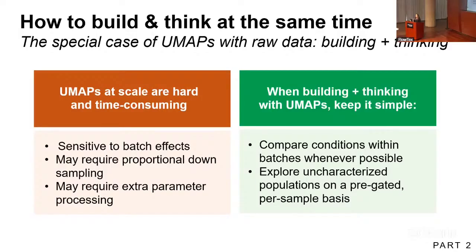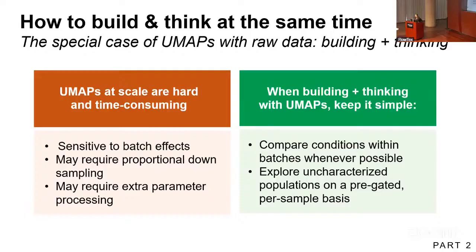My suggestion is if you are trying to do UMAPs during the thinking and building stage, keep it very simple. Compare conditions within experiments. Just stop worrying about batch effects for as long as you possibly can. And then the second is to use one sample at a time to explore uncharacterized populations. Make sure you're accounting for all the different possible cell types in your data set. But I don't suggest trying to go for the full downsampling of every single cell type, concatenating between experiments. In my experience, it has been more work than it has been worth it in most cases during this building and thinking stage.